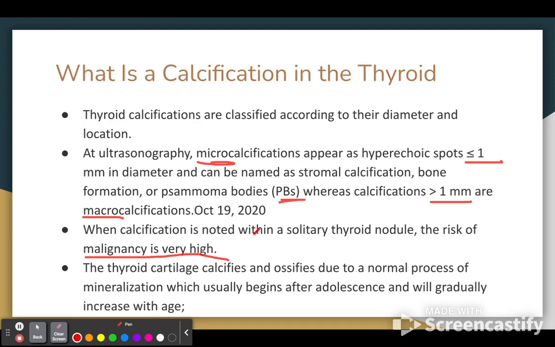This is kind of what this statement here is, what causes calcifications in the thyroid. The thyroid cartilage calcifies and ossifies due to a normal process of mineralization, which usually begins after adolescence and will gradually increase with age, which with my patient, she was 56, so the mineralization definitely was going on.